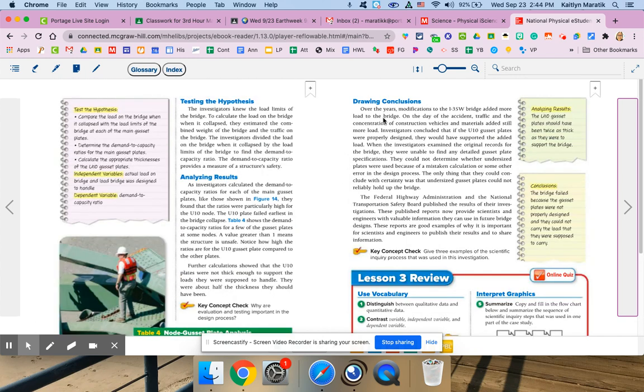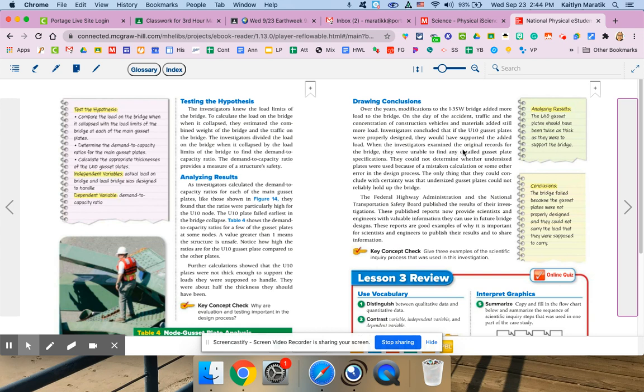So now drawing conclusions. We've analyzed their results. The U10 gusset plates should have been twice as thick as they were. So, conclusions. Over the years, modifications to the I-35 bridge added more load to the bridge. On the day of the accident, traffic and the concentration of construction vehicles and materials added still more load. Investigators concluded that if the U10 gusset plates were properly designed, they would have supported the added load.